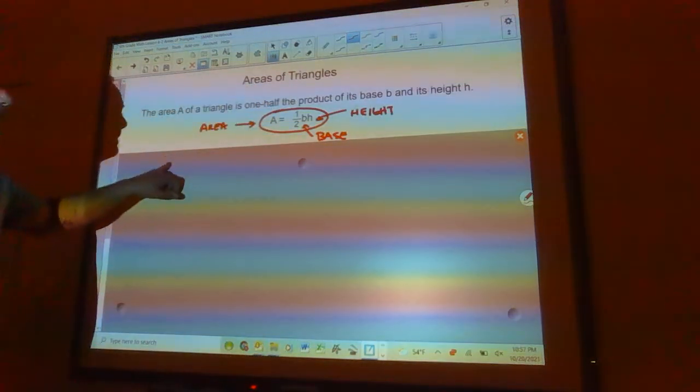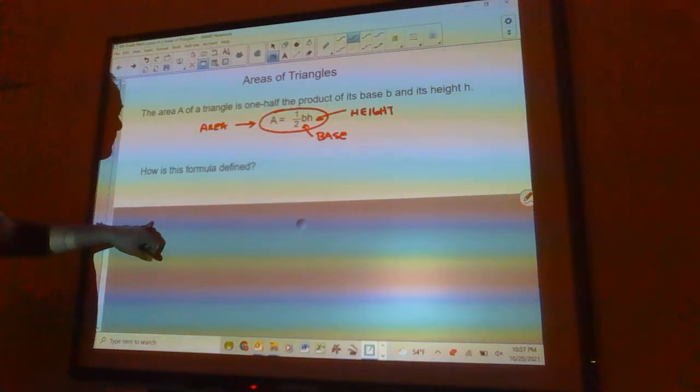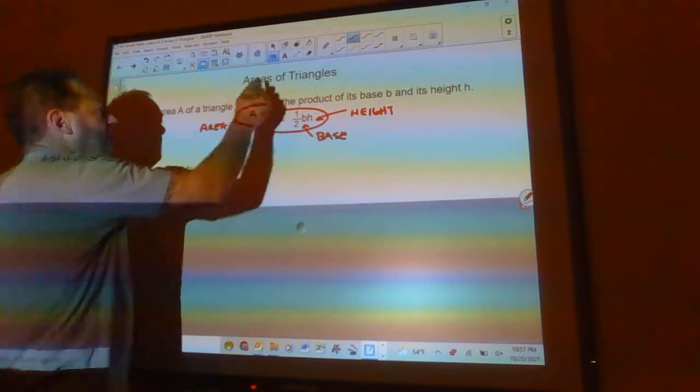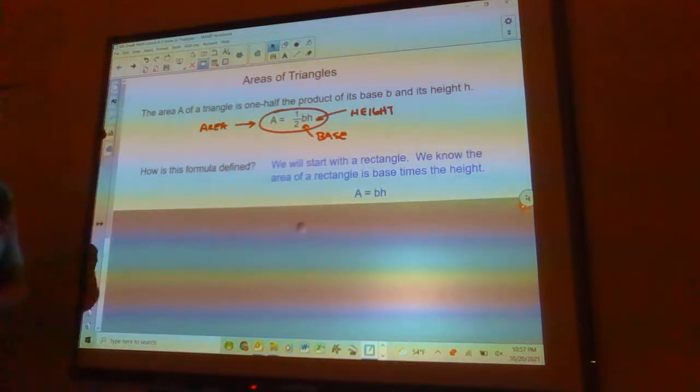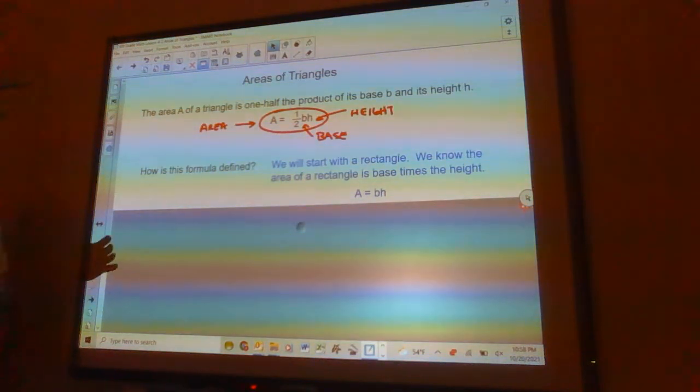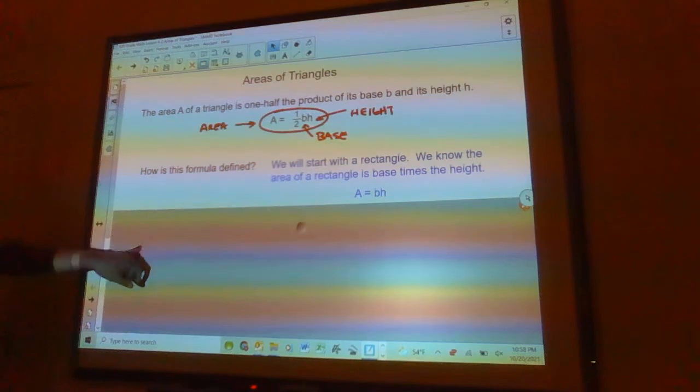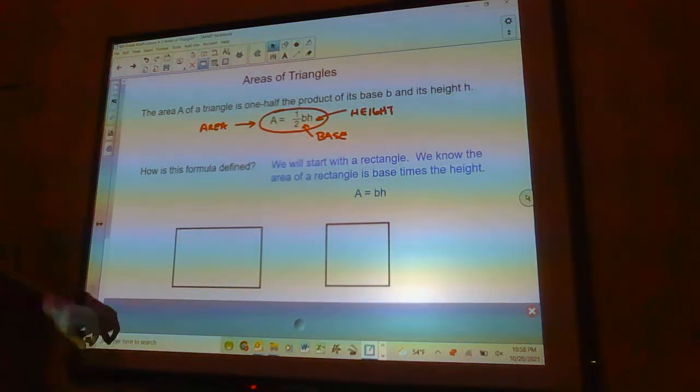Now, where do I get that formula? How is this formula defined? How do we come up with it? We start with a rectangle. We know the area of a rectangle is its base times its height. So here we've got a couple of rectangles.